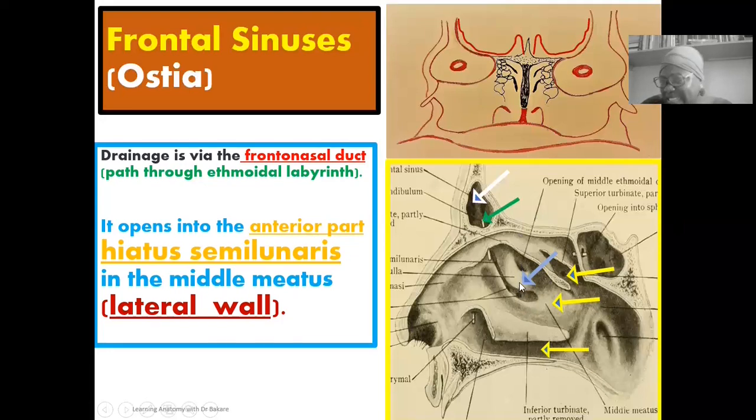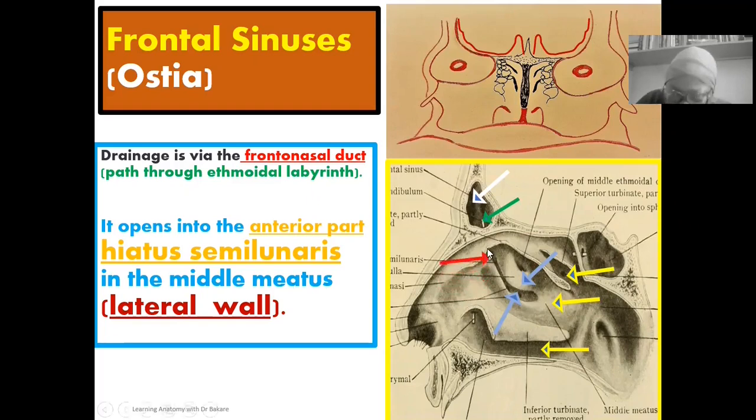So the depression that is created after this ethmoid bulla is seen here, and this is what is also arrowed in this space. And this is referred to as the hiatus semilunaris. So the hiatus semilunaris is like a canal or a gutter that is created after the elevation that is called the ethmoid bulla. So within this is where we have the opening of the frontal sinus, and this is opened through the frontonasal duct. So if you look at the frontonasal duct up here, this is what is arrowed here.